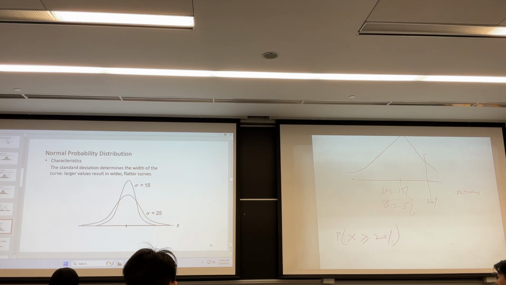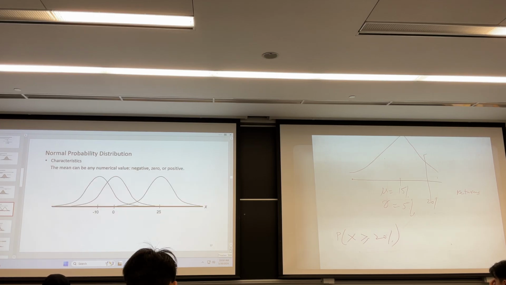Over here, as far as dispersion is concerned, it looks the same, okay? Same spread, but the means are different, which means they are different distributions. So -10 is the mean with the same standard deviation. 0 is the mean with the same standard deviation. 25 is the mean with the same standard deviation.